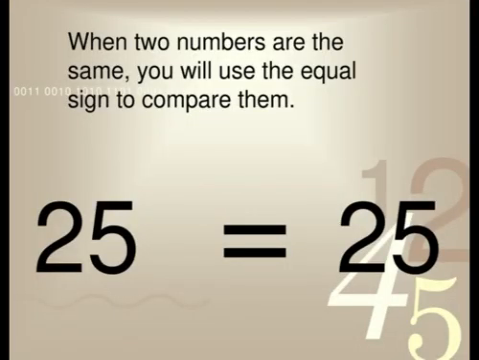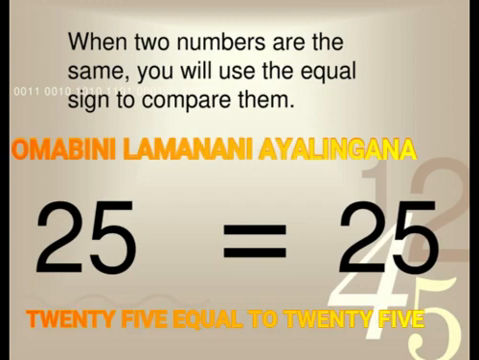In this example, there is 25 on the left of the sign and 25 on the right of the sign.